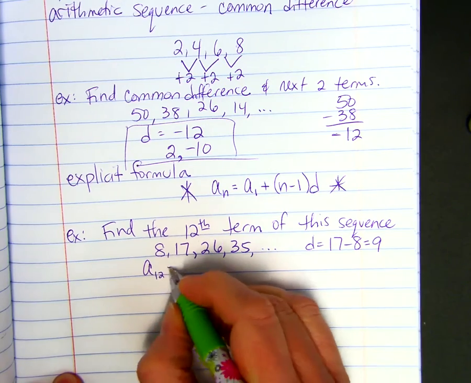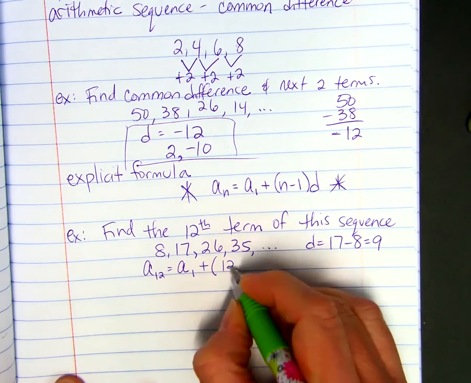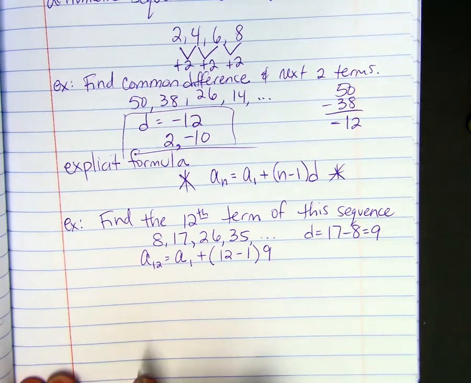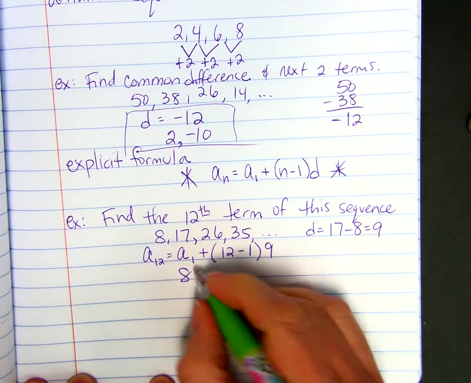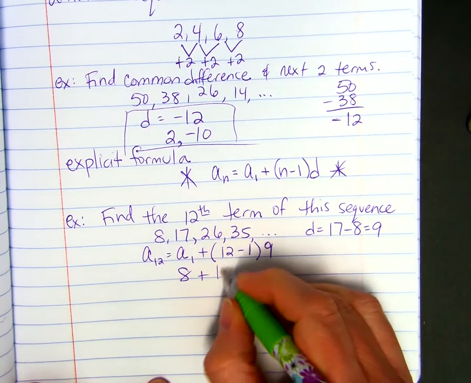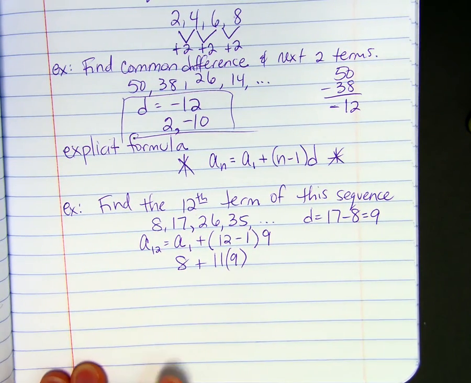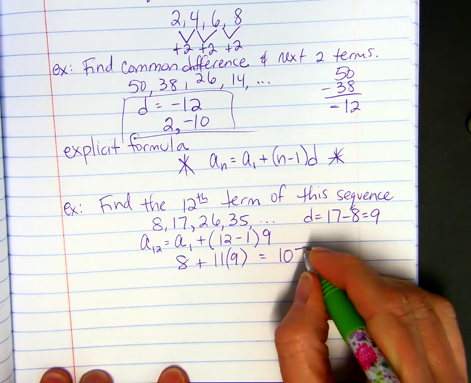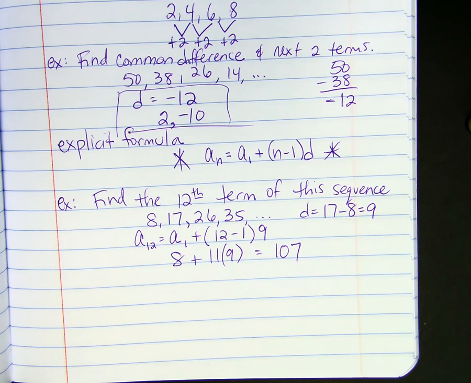So we want the 12th term. a sub 12 equals a sub 1 plus 12 minus 1 times the common difference, which is 9. So a sub 1 is 8, so we have to do 8 plus 11 times 9. So we just do 99 plus 8, which is 107.